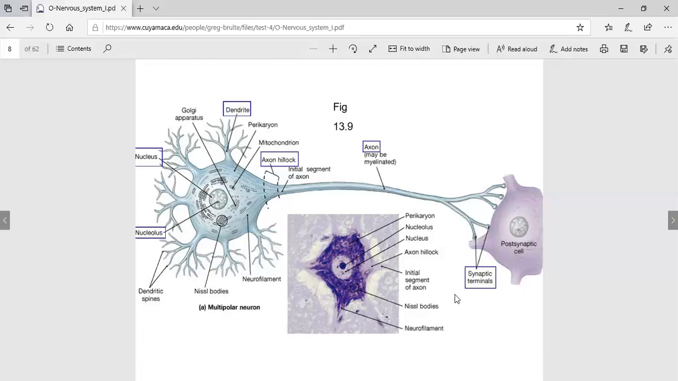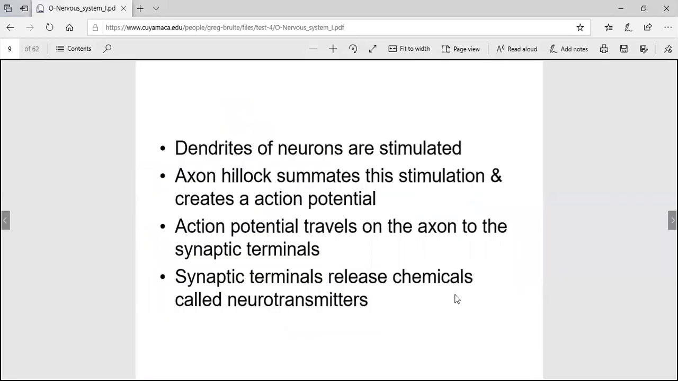So that's it in a nutshell, and that's going to help you a lot in physiology. I just wanted you to understand what an action potential is, because you need to know how these signals are being sent. Okay? All right.